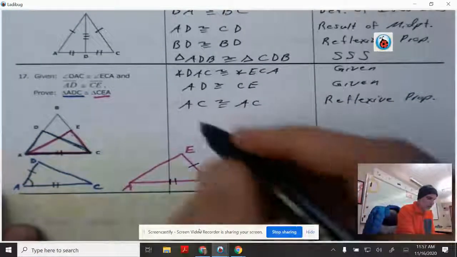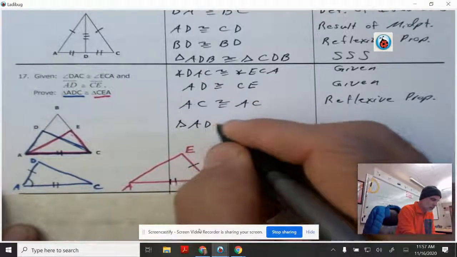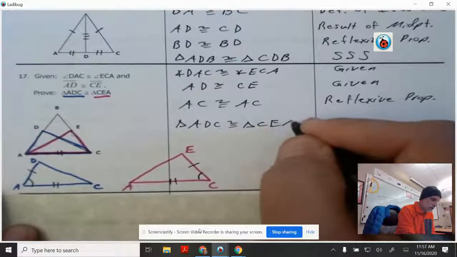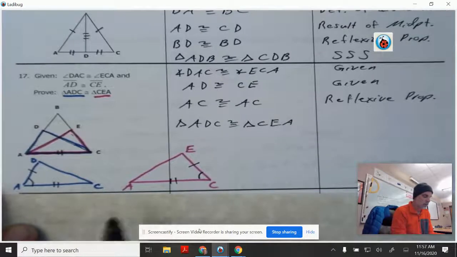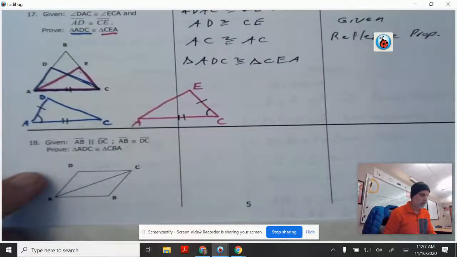And then I'm ready to say the proof statement that triangle ADC is congruent to triangle CEA because I'll let you figure that out. I won't tell you the answer, but hopefully you can do that. That should be pretty easy, and that you can go ahead and do this problem.